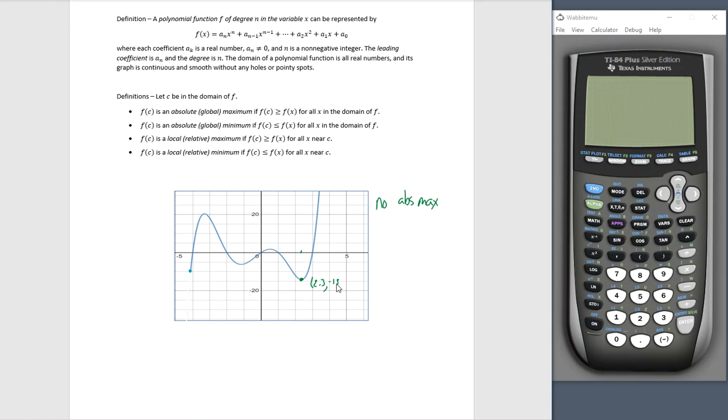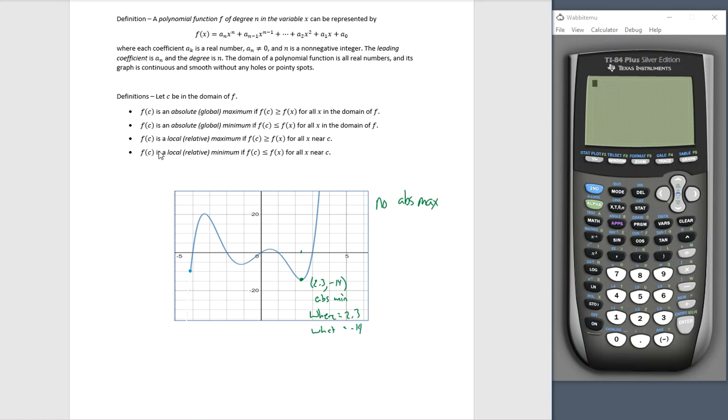And I can't focus in right now. Here we go. Each little line is worth 5, 10, 15, 20, right? So we have 5, 10, almost to negative 15. I'm going to call that negative 14. This is the absolute minimum. Where is the 2.3? What is the absolute minimum? It's negative 14. That's the lowest it goes.